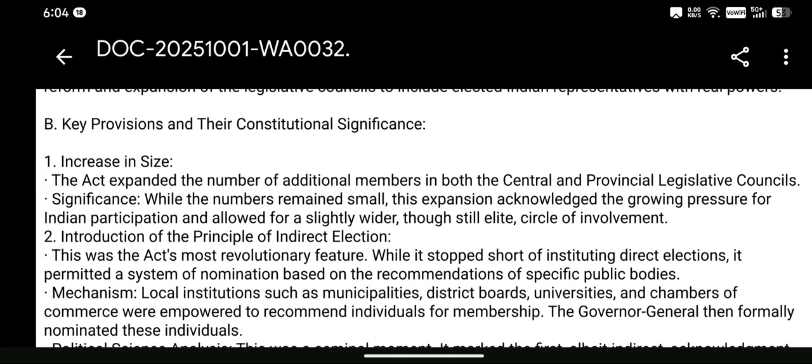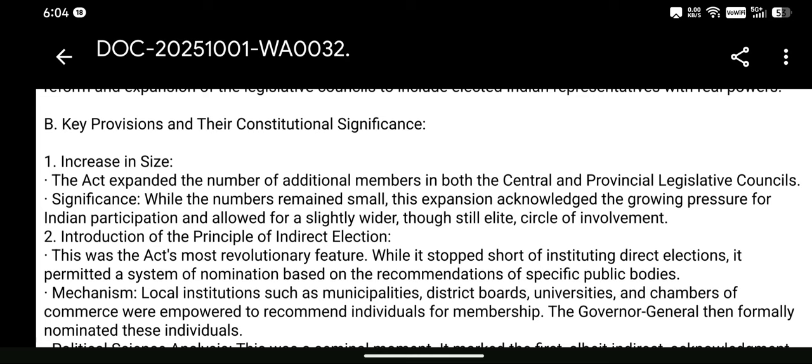Key provisions and their constitutional significance. Increase in size: the Act expanded the number of additional members in both the central and provincial legislative councils. Significance: while the numbers remained small, this expansion acknowledged the growing pressure for Indian participation and allowed for a slightly wider, though still elite, circle of involvement.